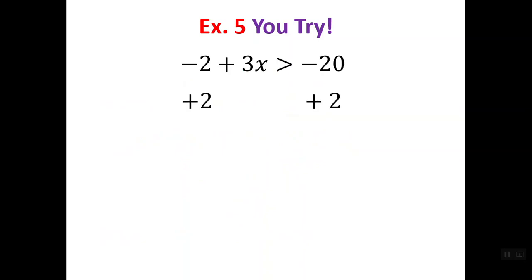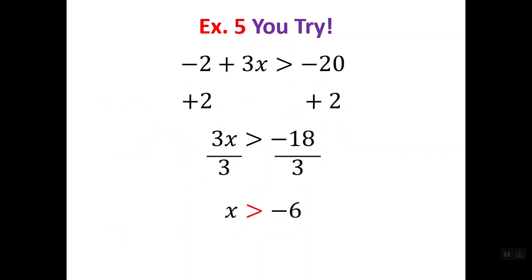Example 5, we're going to add 2 to both sides, and we're going to divide each side by 3. We're dividing by a positive number, so we keep that inequality symbol the same. X is greater than -6.